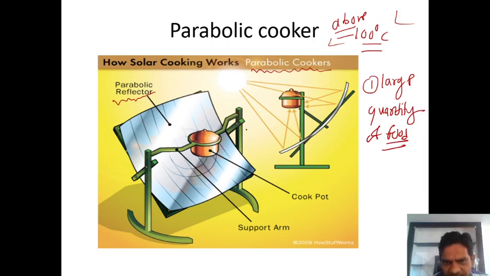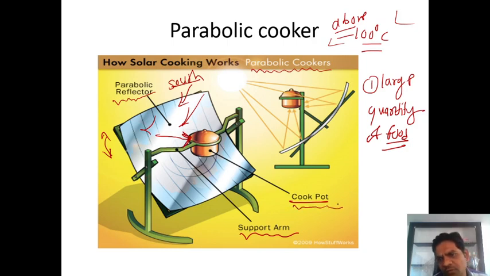If you observe, this is the cooking pot. This cooker pot is supported on this support arm, which supports the complete assembly. This parabolic reflector is operated like that. It is facing toward the south. So throughout the day, the solar radiation is incident, and then it is reflected toward this receiver. The receiver is just called a cook pot.